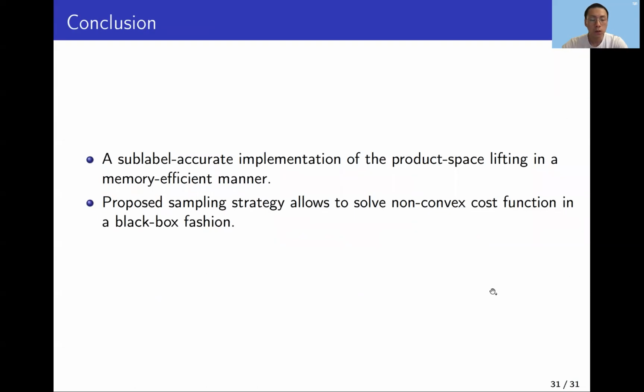So to draw a conclusion here, we have a Sublabel-Accurate implementation of the product space in a memory-efficient manner. And also we propose a sampling strategy that allows solving non-convex cost functions in a black box fashion, which means we don't require any gradient information about the cost. We only need to evaluate the value of the cost at certain points.